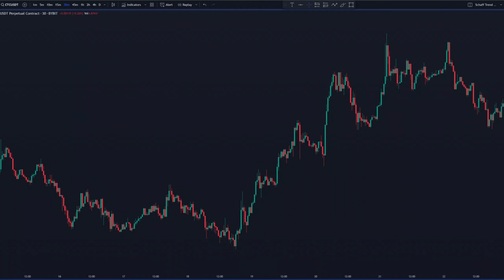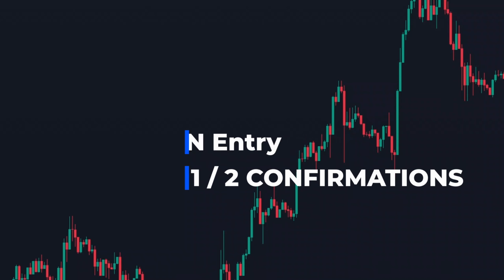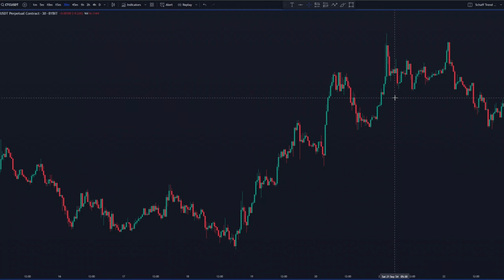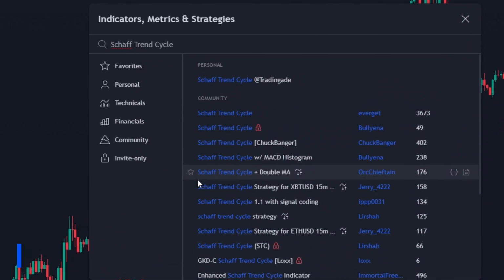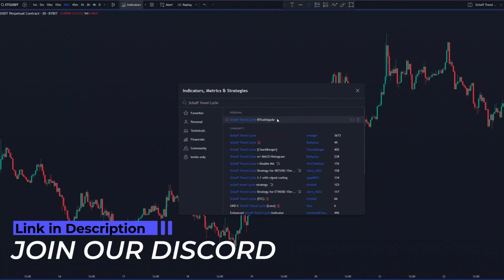As you may know, here on TradingGate we mostly build strategies based on a main entry signal and one or two confirmations. The first indicator we will use as our main entry signal is the sharp trend cycle. There are many versions of this indicator, but we will use our own version by TradingGate. You can find this indicator for free in our Discord.